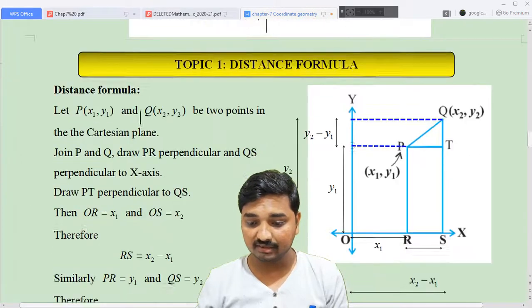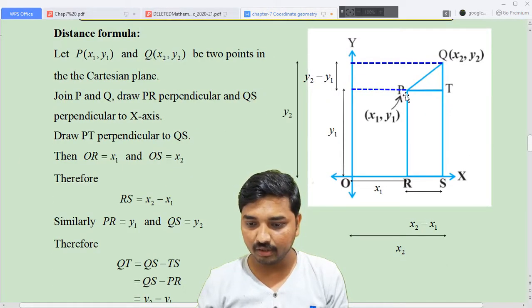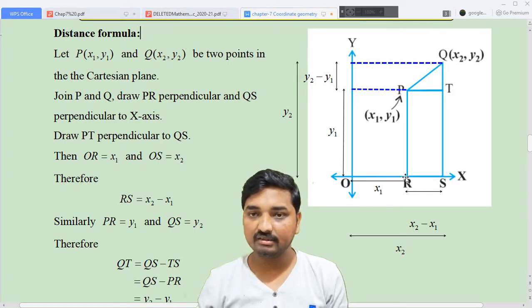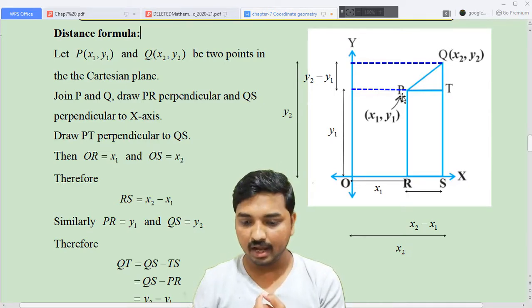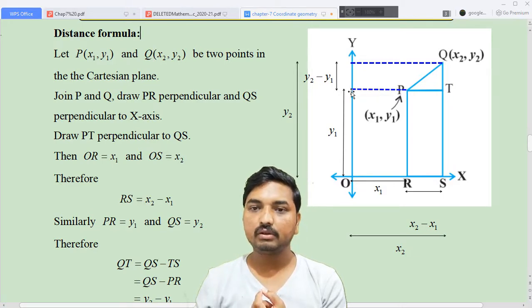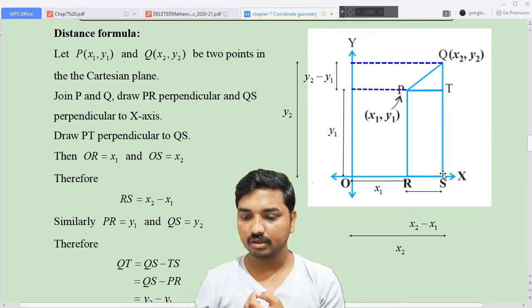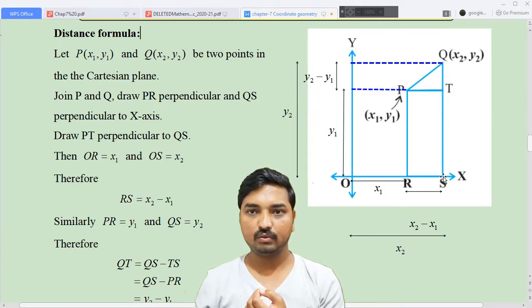Similar thing, the same thing will happen here. Look at here, its x coordinate is actually what? X1. If you draw the perpendicular, it will reach here. This is actually x1, means from here to here distance is x1. Total distance, O to R, is x1. And the same thing, if you draw the perpendicular to y axis, it will correspond to what? Y1. So therefore from here to here total distance will become what? Y1. Similar thing, if you draw the perpendicular from Q to the x-axis, O to S, total distance is x2.